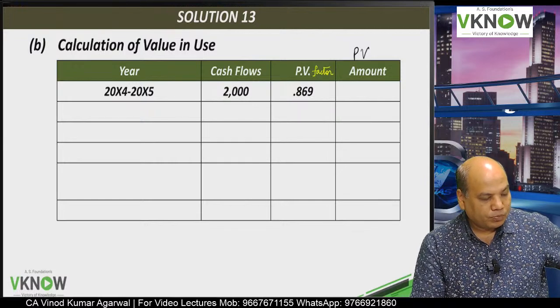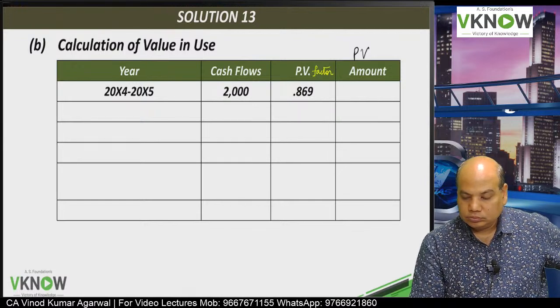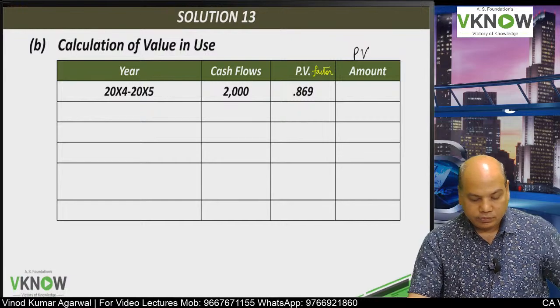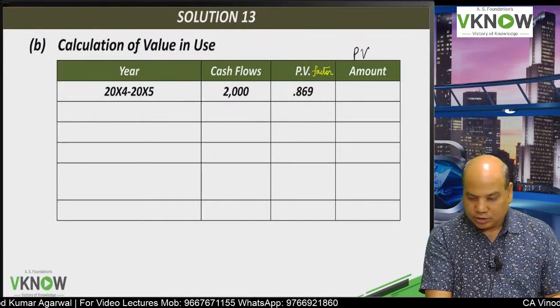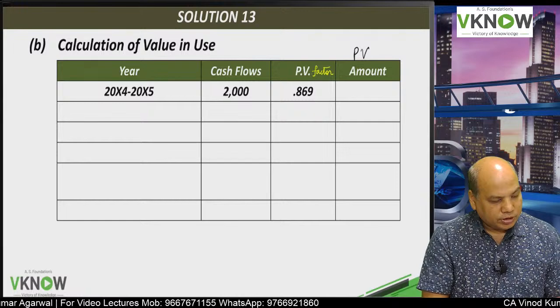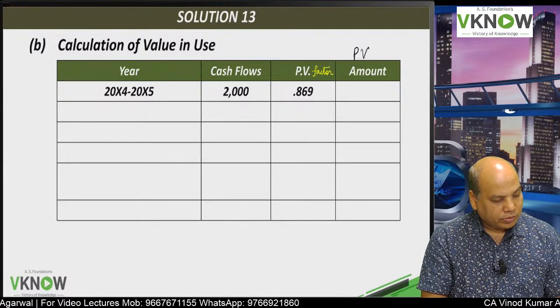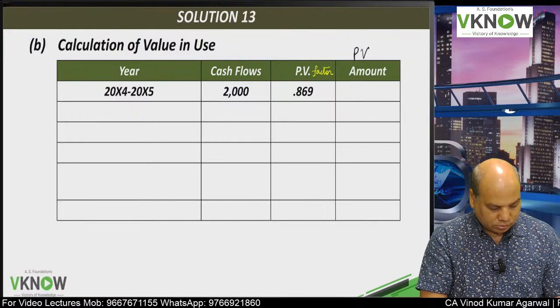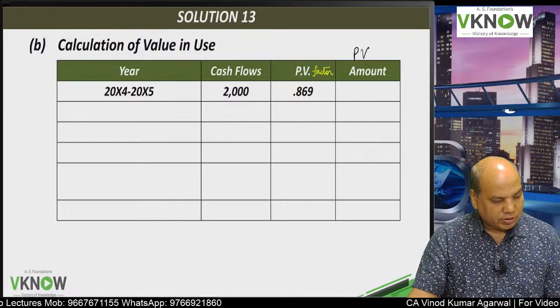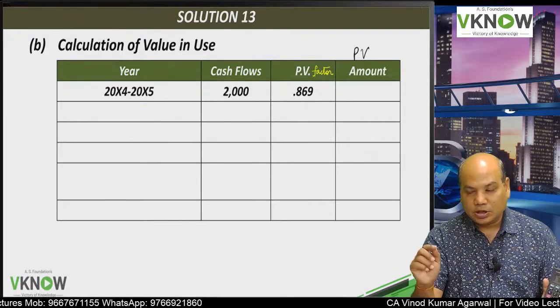Okay, so write down 2004-5. Keep this calculator with you. The discount rate is 15%. Write down discount rate is 15% in the question.